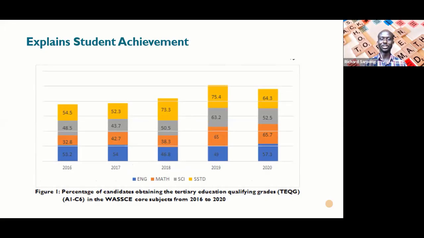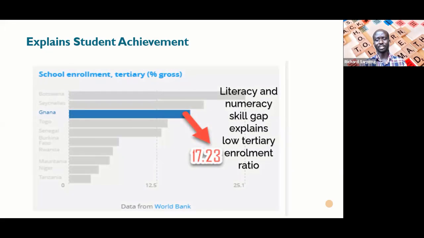This problem moves on even to the secondary school. And if we look at the performance of students in both maths and science from 2016 to 2020, using the WAEC data, you could clearly see that progression in maths and numeracy in terms of passes is something that needs all of our attention. And that explains why a lot of kids, especially after secondary school, are not able to access tertiary education. And that is not surprising, why only 17.23% are able to access tertiary education in the country.